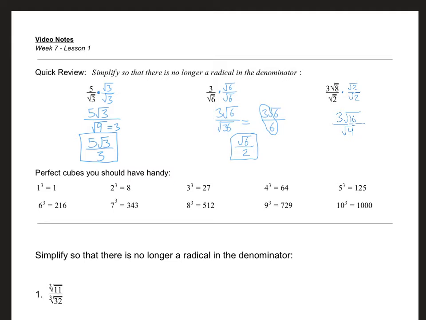And then I know the values of square root of 16 and the square root of 4, so I'm going to put those in. So I have 3 times square root of 16, which is 4. Square root of 4 is 2. Then I'm going to simplify that down to it being 12 over 2, which is equal to 6.